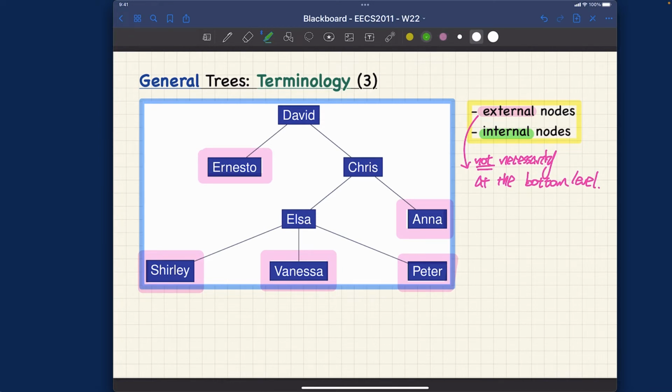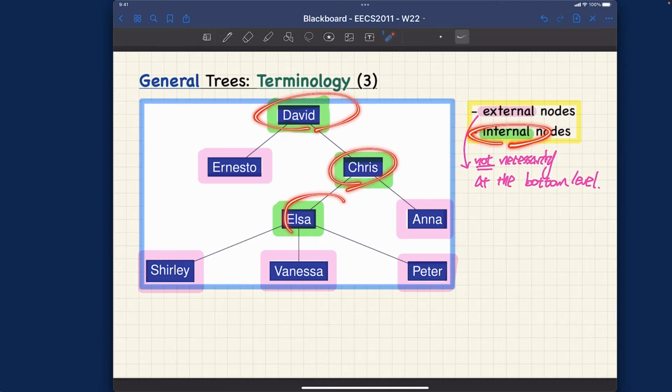And the rest will be internal nodes. They do not overlap. Let's say for example, Chris has 2 children, Elsa and Anna. Elsa has 2 children: Shirley, Vanessa, and Peter. And David also has 2 children: Ernesto and Chris. You can see internal nodes will be David, Chris, and Elsa. So we got 3.